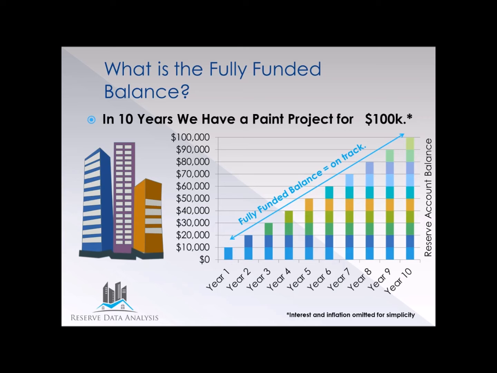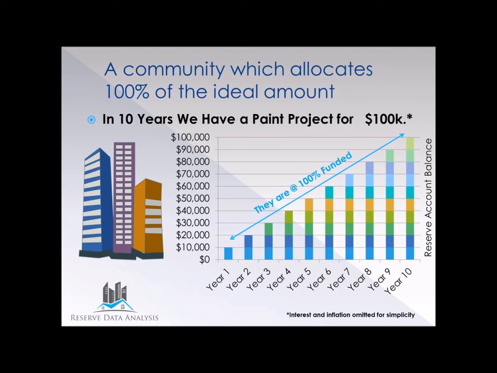As we go to the next graph here, this just reiterates they're 100% funded the entire 10-year period. Each and every year they would be considered 100% funded. And lo and behold, at the end of 10 years, they have $100,000 in their reserve account.